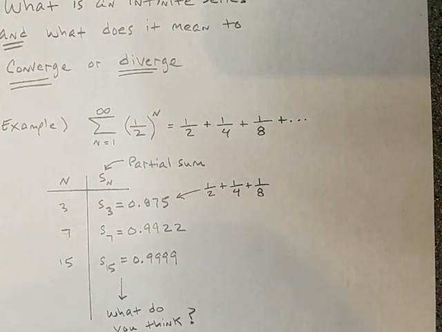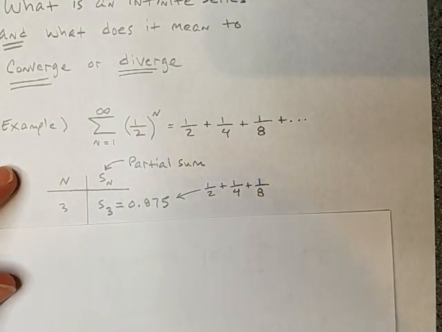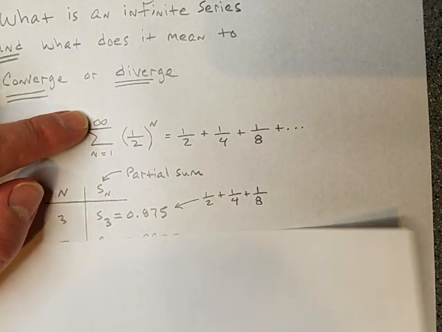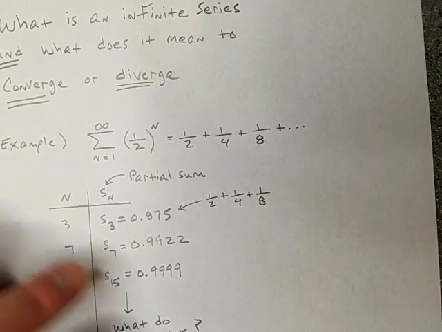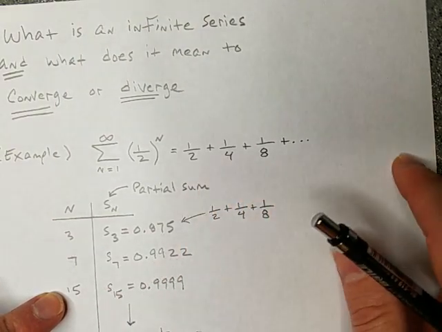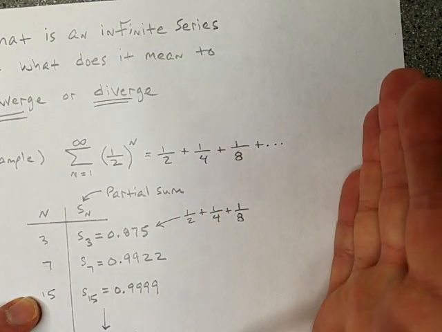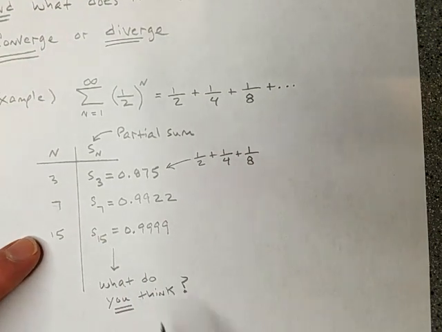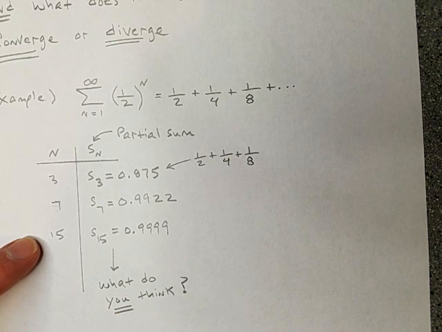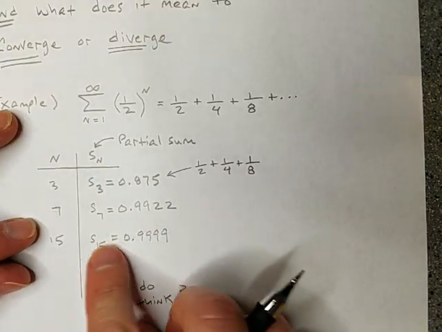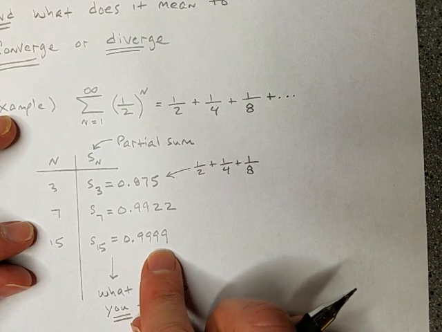Now that alone doesn't tell me anything. If I add the first 3 terms, it just doesn't give me a very good idea what happens at infinity. But say I add the first 7 terms, I get 0.9922. And say I add the first 15 terms, can you imagine doing that? Taking these 15 terms out, adding them all together, I'll get 0.9999. Now, what do you think? Do you see a pattern here? What does it look like happens the more terms you add together? It looks like the more terms you add together, your grand total is running up against 1.